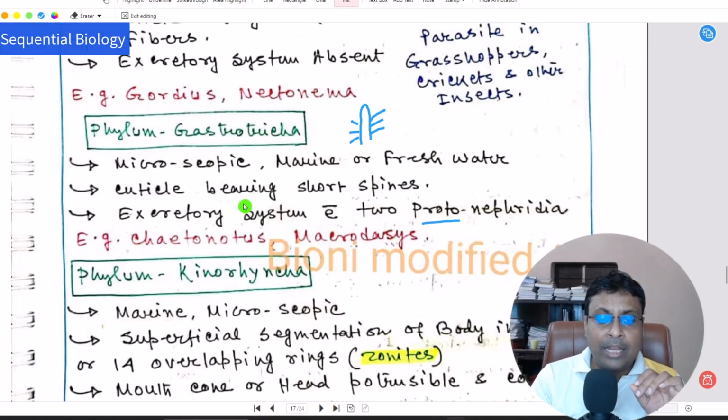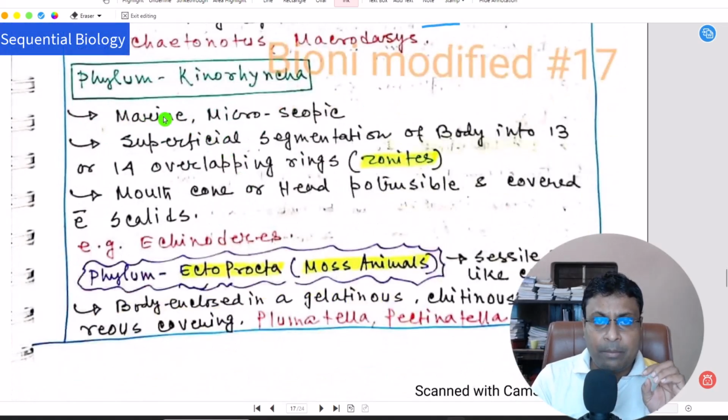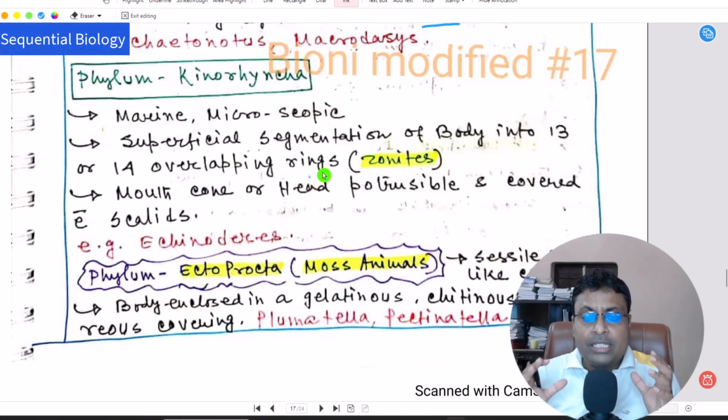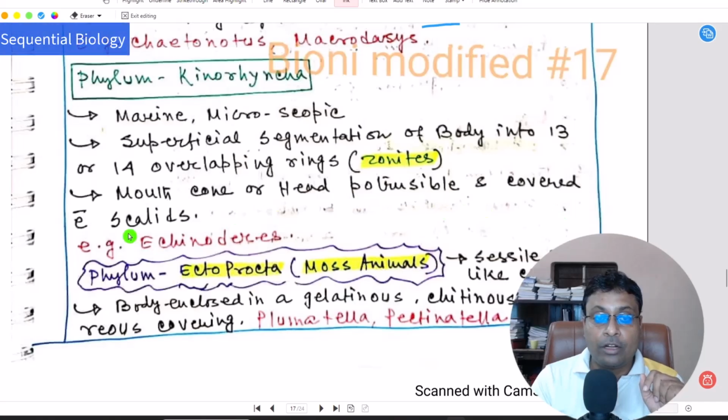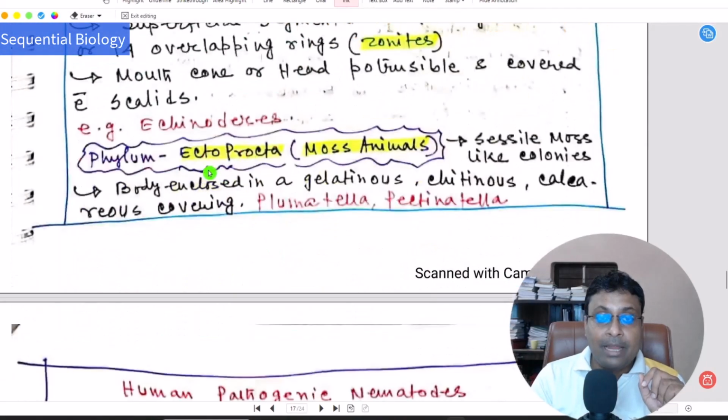And the next phylum is Kinorhyncha. Usually the members are marine and microscopic. They are also very small. They show superficial segmentation of the body into 13 or 14 overlapping rings. Usually the members of Superphylum Aschelminthes are non-segmented, but in phylum Kinorhyncha superficial segmentation can be found, and these segments are known as zonites. The mouth cone or the head is protrusible and covered with scalids. An example is Echinoderes.